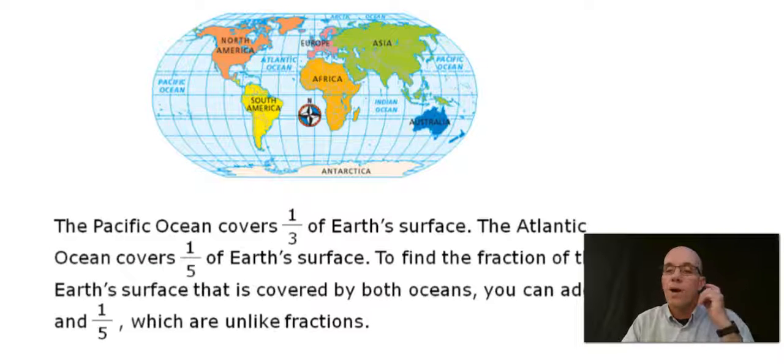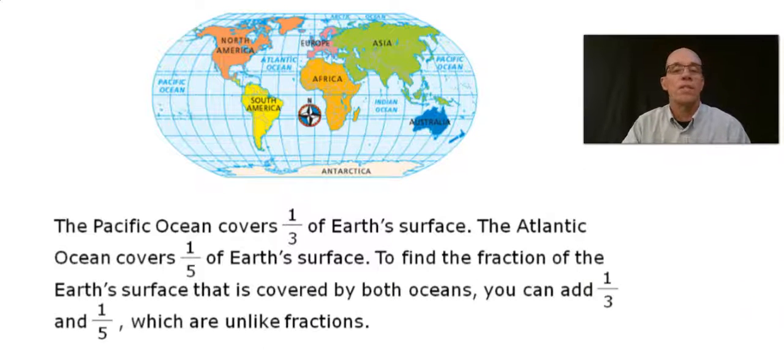So let's take a look at a problem here. The Pacific Ocean covers 1/3 of the Earth's surface. The Atlantic Ocean covers 1/5 of the Earth's surface. To find the fraction of the Earth's surface that is covered by both oceans, you can add 1/3 and 1/5 together, which are unlike fractions. What makes them unlike fractions is they're representing different parts. The denominators, 3 and 5, are not the same, which poses a little bit of a problem.